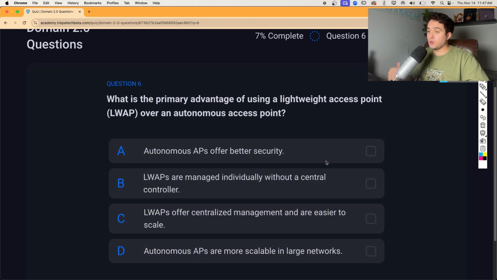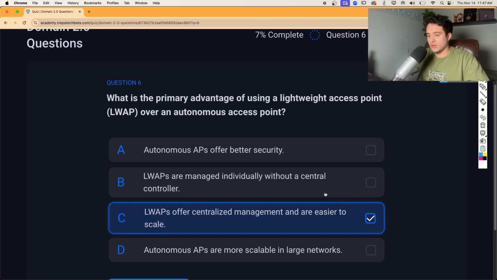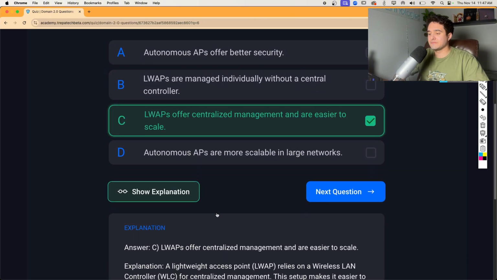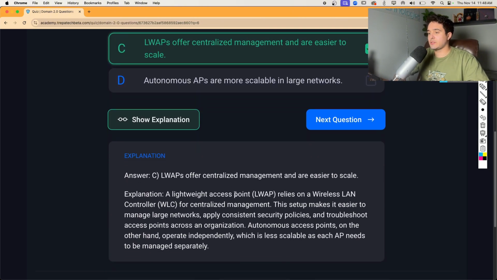Lightweight access points, that's for scale. That's for our enterprise, our big campus, our medium to big size organizations that are centrally managed by a wireless LAN controller. So lightweight access points offer centralized management and are easier to scale. That is C. Pause the video if you'd like to read the explanation.